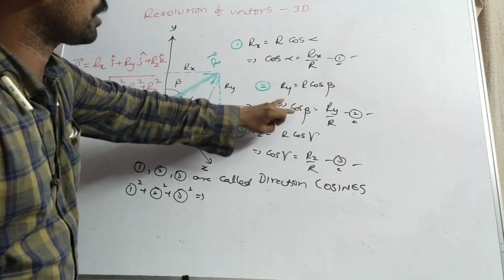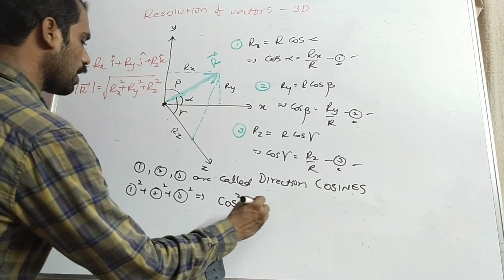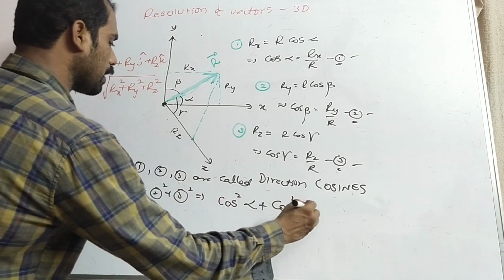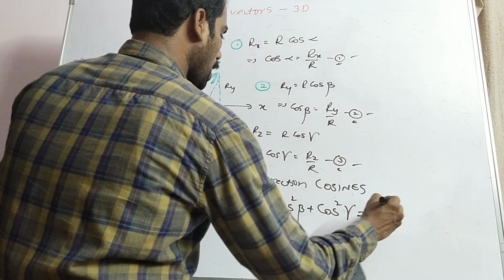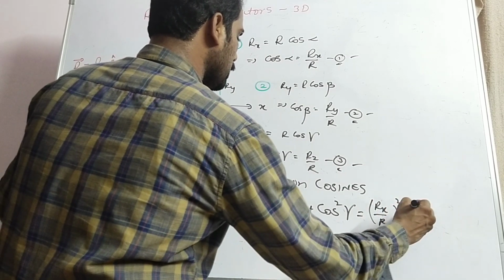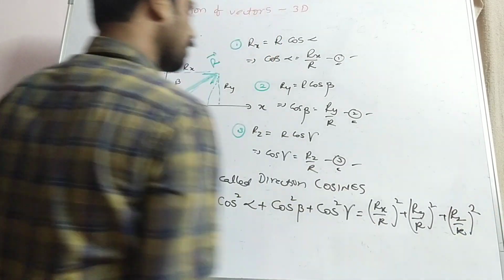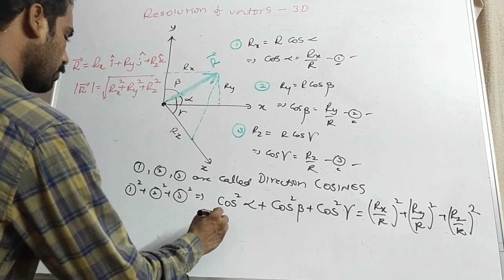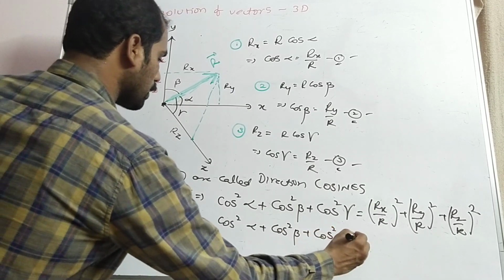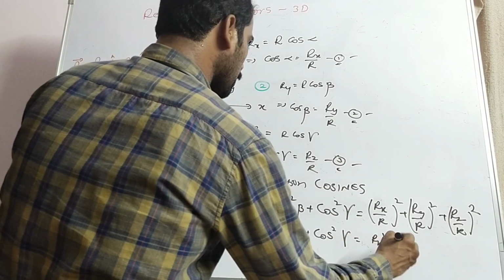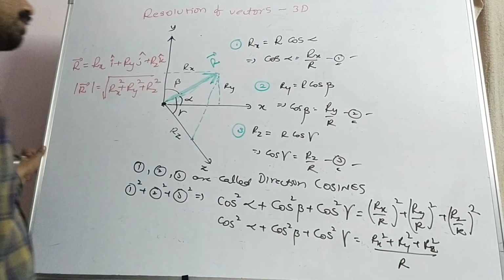Squaring equation 1, equation 2 and equation 3 and adding them, we get cos square alpha plus cos square beta plus cos square gamma is equal to Rx by R whole square plus Ry by R whole square plus Rz by R whole square. See here, the denominator is the same, so it equals Rx square plus Ry square plus Rz square by R square.